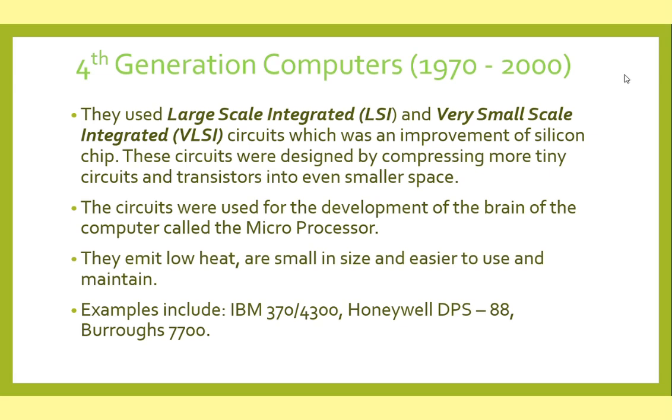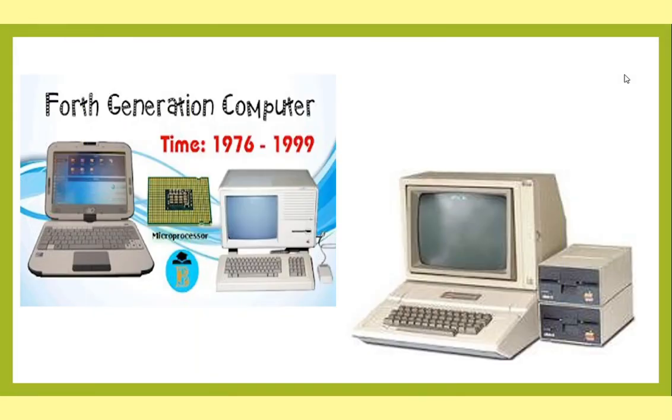Very small-scale integrated circuits were an improvement of silicon chip. These circuits were designed by compressing more tiny circuits and transistors into even smaller spaces. Examples of these fourth generation computers are IBM 370/4300, Honeywell DPS 88, and Burroughs 7700. We have seen that the fourth generation computers emitted low heat, they are small in size and easier to use and to maintain. The microprocessors were made from very large scale integrated circuits.